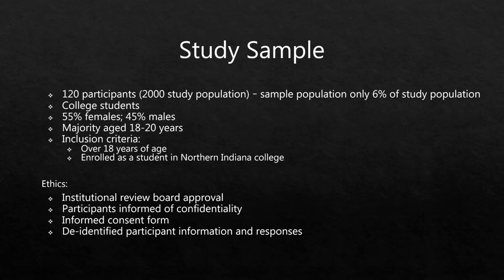The study sample totaled 120 participants out of a population of 2,000 college students from northern Indiana. There was an adequate description of the sample with demographic data produced in a table format. 55% of the participants were female and 45% were male. The majority of the participants were aged 18 to 20 years. There was no justification from the researchers relating to the sample size and why they decided 120 participants was sufficient, as that is only 6% of the study population.